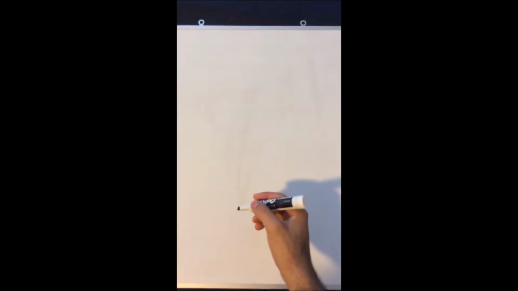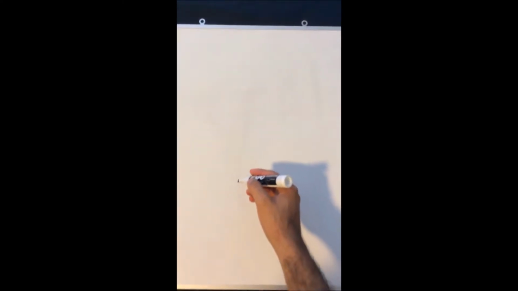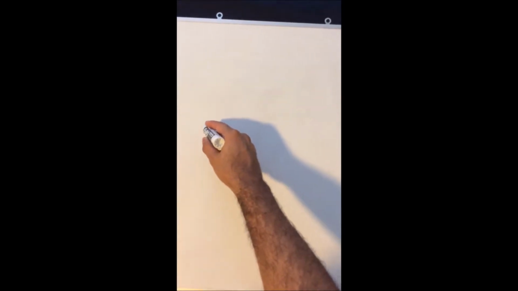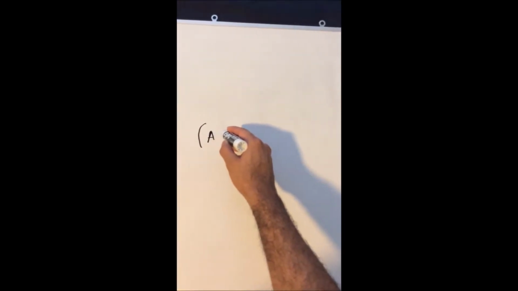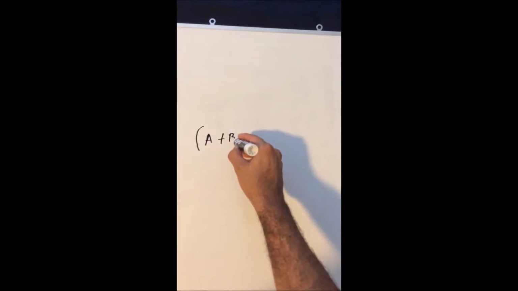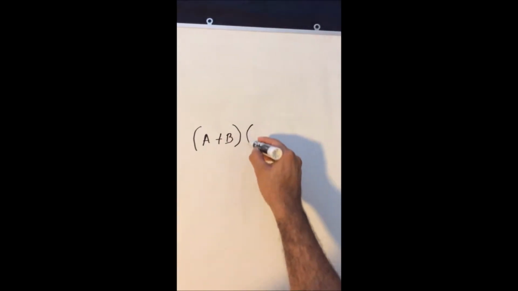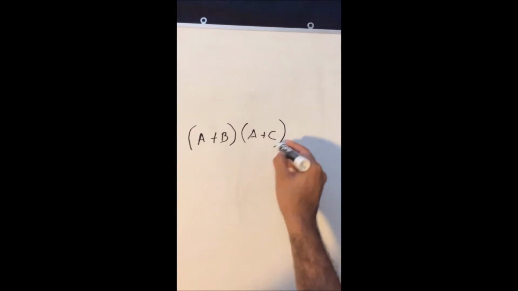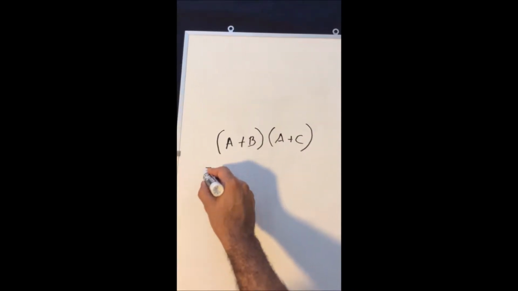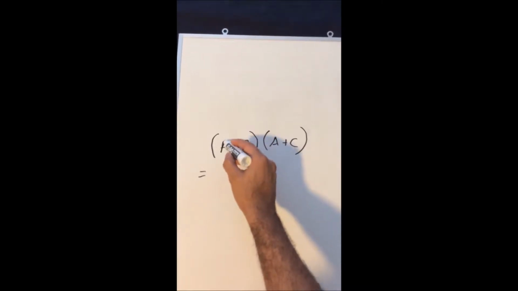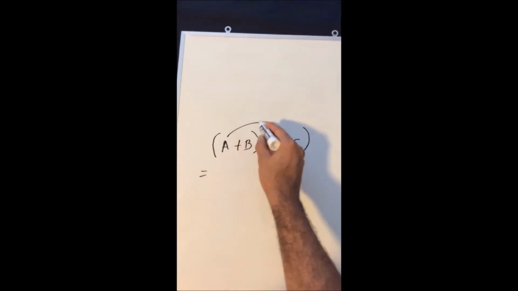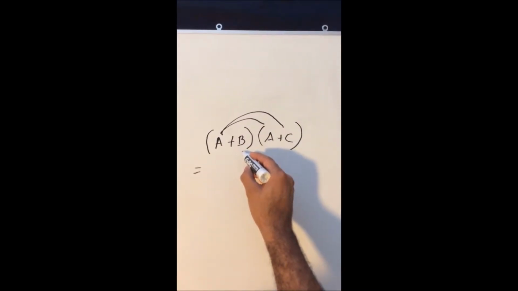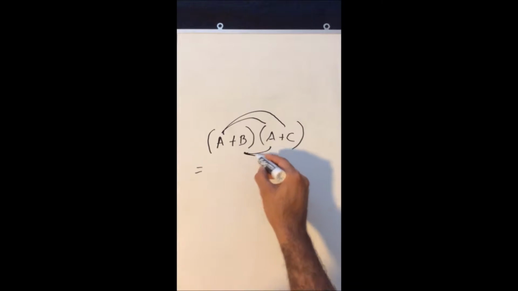Now let's see an example of logic function simplification. For example, it could be (A plus B) times (A plus C). Well, the result will be that first we have to multiply A by this and by this, and the same with B by this and by C.